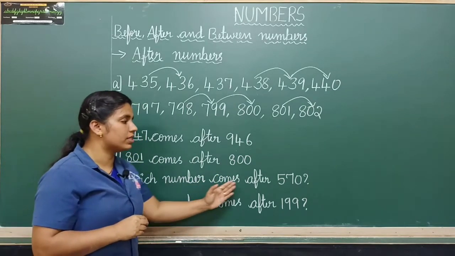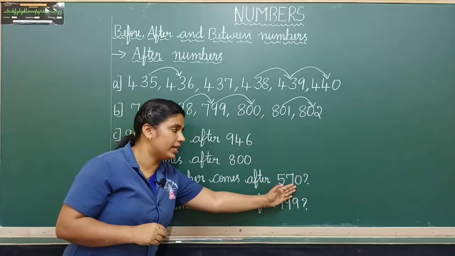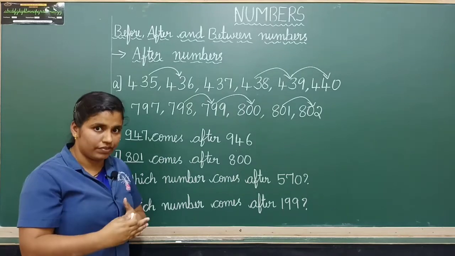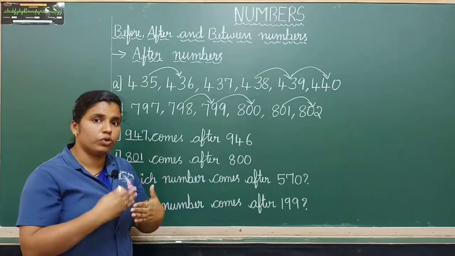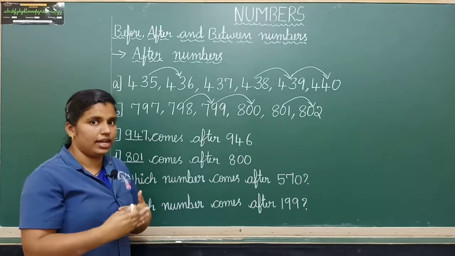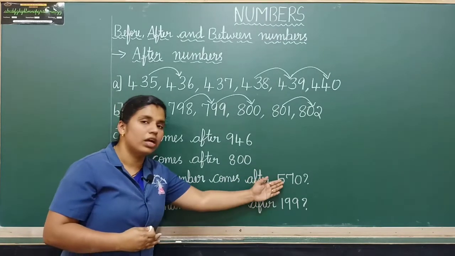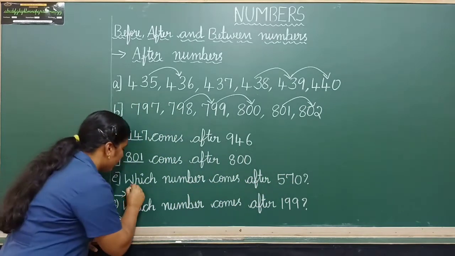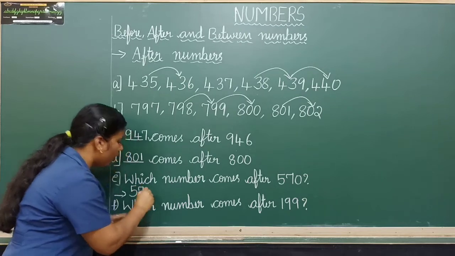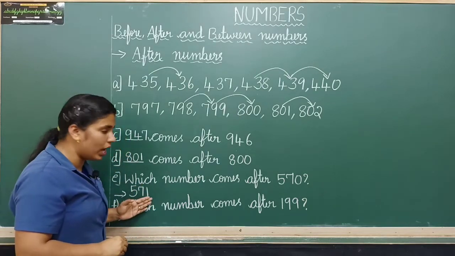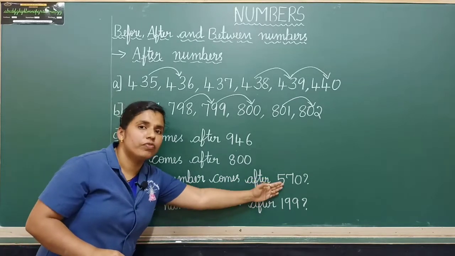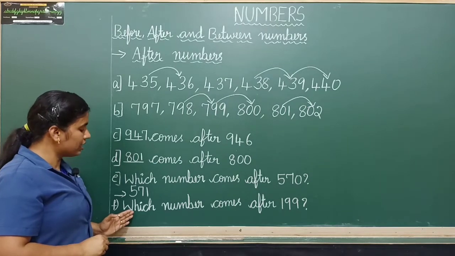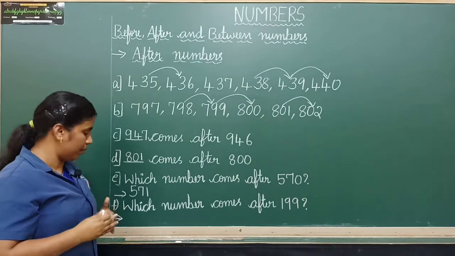Which number comes after 570? 570, 571, 572, 573. And the first next number of 570 is 571. Therefore, 571 comes after 570. Last, let us solve one more example.